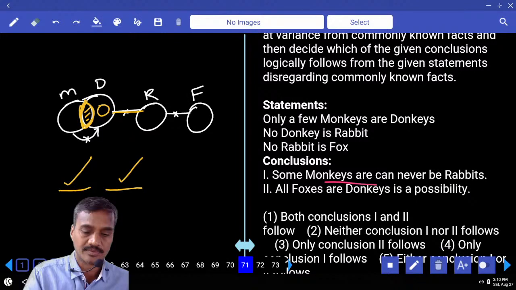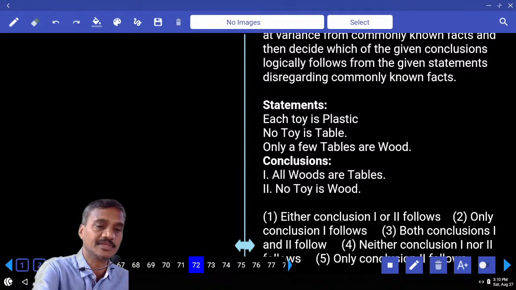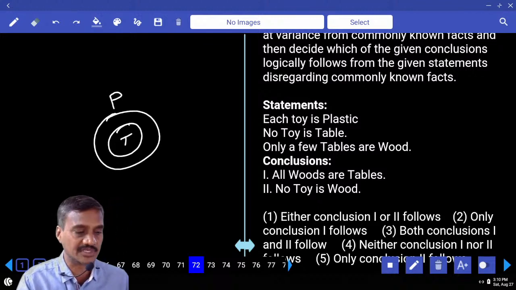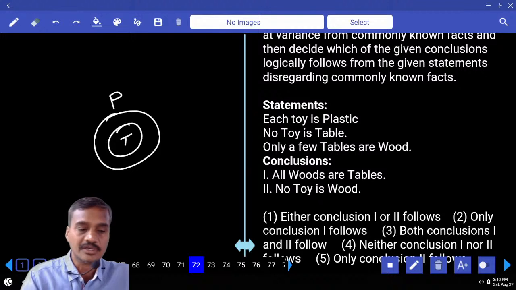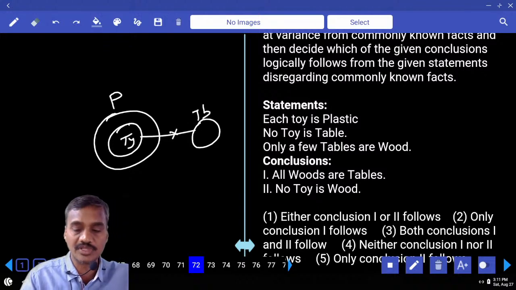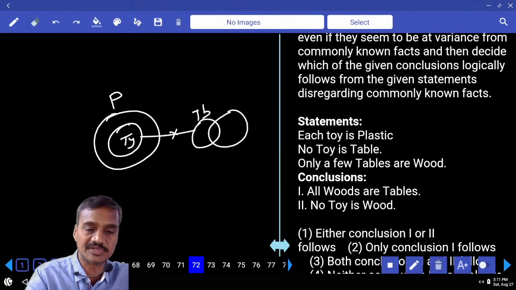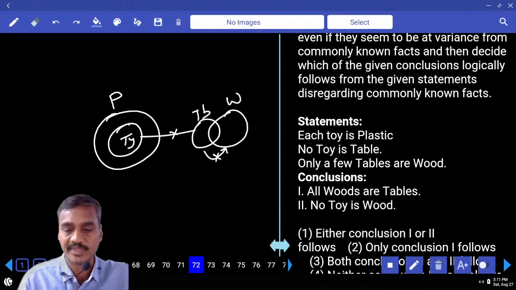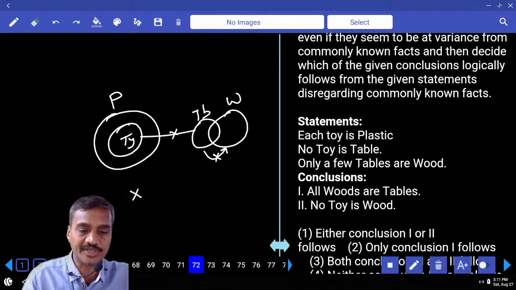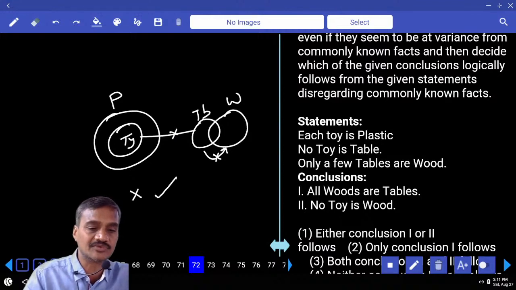Then coming to 72. Each toy is plastic, that is, these are the toys that are plastic. That means all toys are plastic. No toy is a table means no intersection between toy and table. And the next one, only a few tables are wood. Only some of the tables are wood but not all. And all woods are tables. Is it true? No, it is false. No toy is wood. As of now it is true.